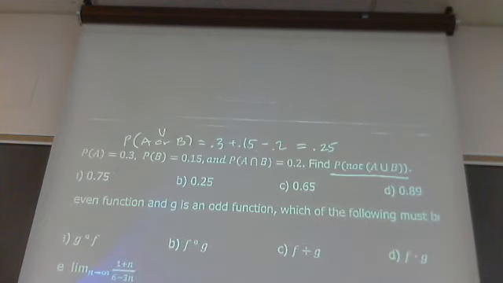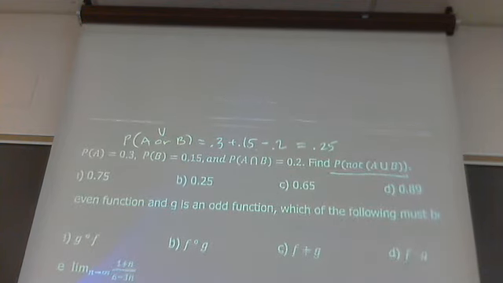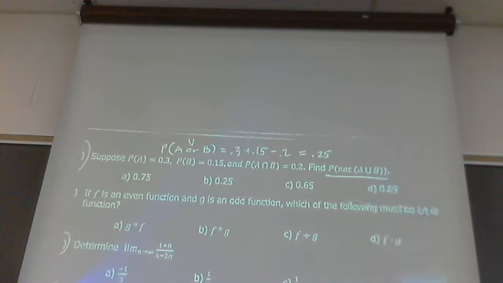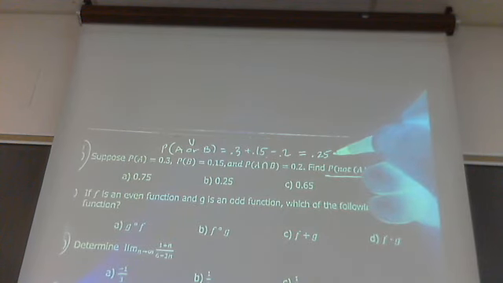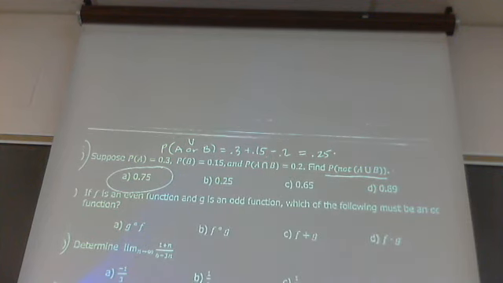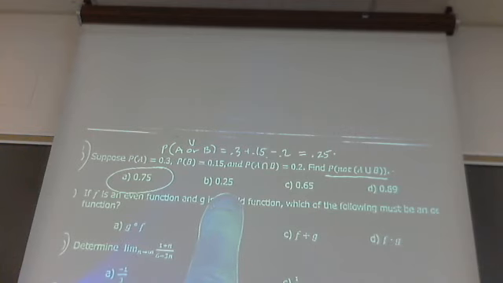Now let's answer their question. What's the probability of not A or B? Not A union B. If A or B is 0.25, what's the opposite? 0.75. Please notice that 0.25, the Admiral Akbar choice, was right here.